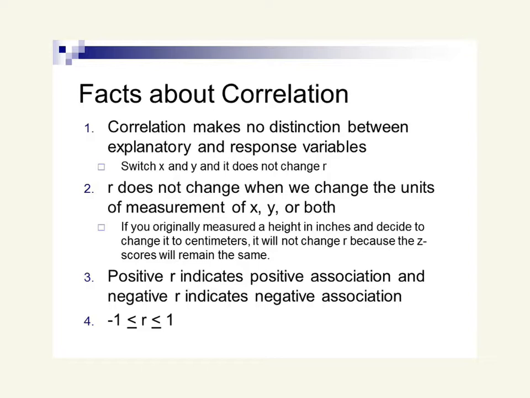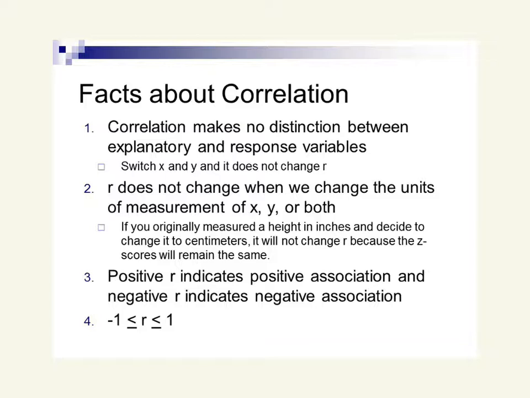So let's start out with 4 facts about correlation. First off, it doesn't matter which variable you use as the explanatory and which as the response variable. You can switch them around, and if you do that, the correlation value is going to remain the exact same. So the strength stays the same, the direction stays the same, regardless of what we put on the x or y axis.